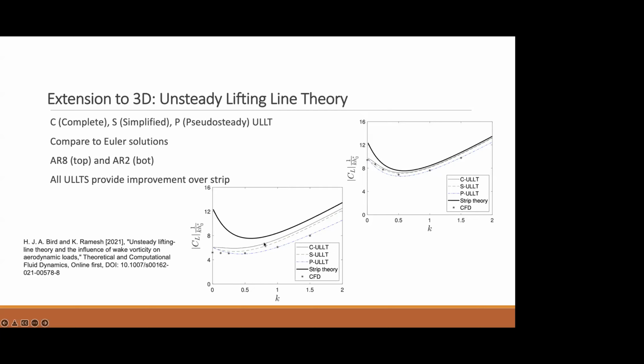And let's look at the aspect ratio 2 wing. So technically, unsteady lifting line theory is not really valid for aspect ratio 2 wings. It's only valid for large aspect ratios. But here we can see that the PULLT is still giving us a very good prediction across the range of reduced frequencies, even for the aspect ratio 2 wing. And more importantly, we can see that this method is much better to use than strip theory, which is quite far away from the CFD results. So the takeaway from this is that unsteady lifting line theory is just as easy to use and implement as strip theory, and it provides much better results.